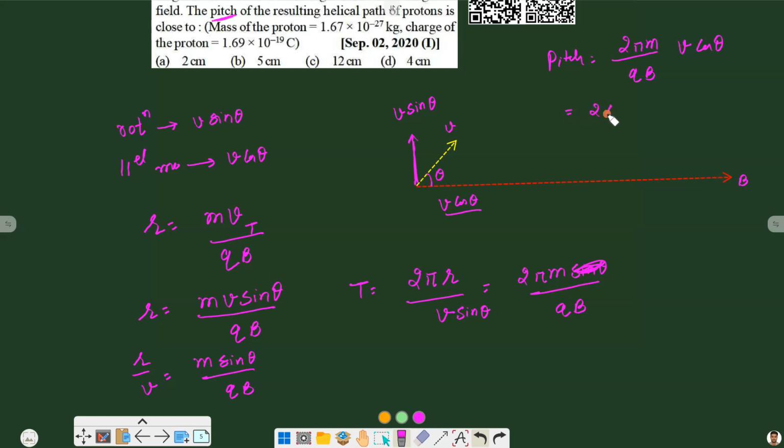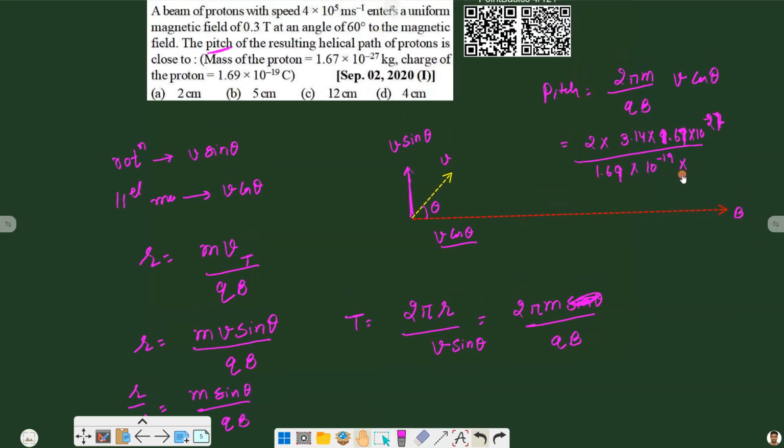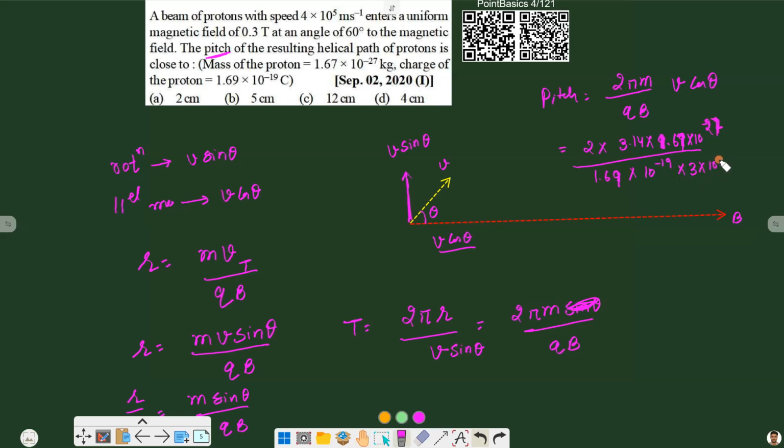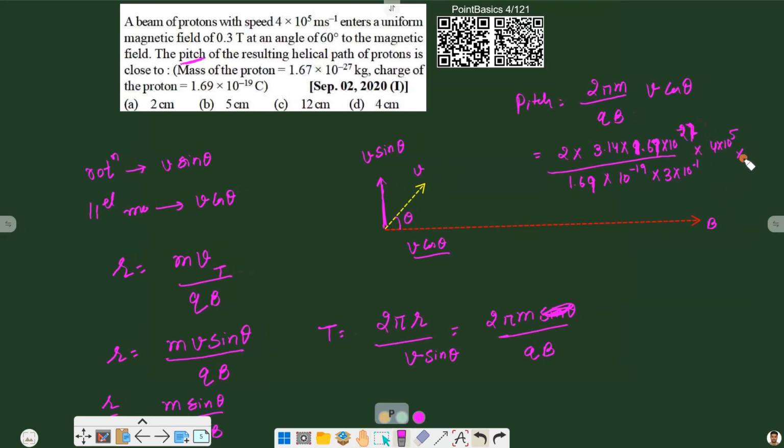Putting these values, we have 2, 3.14, mass is 1.67 into 10 raised to power minus 27, divided by charge, 1.6 into 10 raised to power minus 19. Magnetic field is 0.3, or 3 into 10 raised to power minus 1. Velocity is 4 into 10 raised to power 5 into cos theta. Cos 60 will be half.